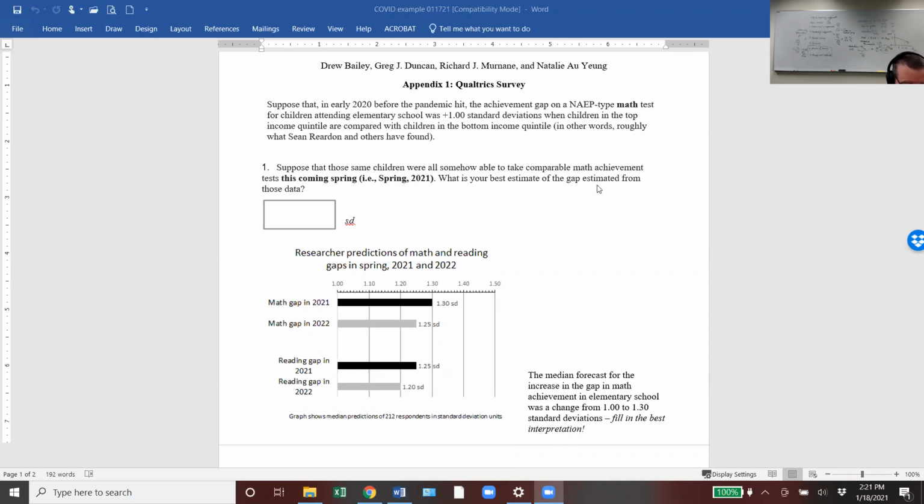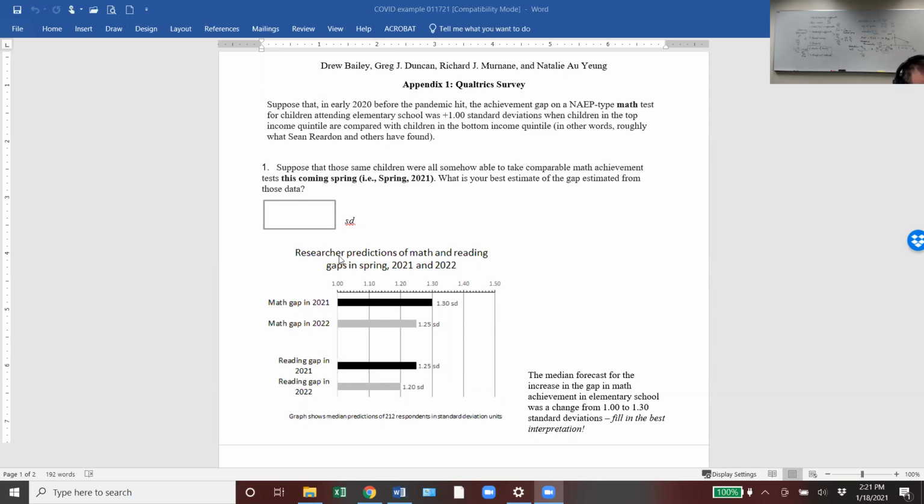What is your best estimate of the gap estimated from those data? And they just filled in an amount. If they didn't think it was going to increase, they'd say 1.0. If they thought it was going to go up double, they'd say 2.0. So we sent it out to about 200 education researchers, and quite a bit of variability. But research shows that when you look at average predictions from groups of experts, that tends to give you information that's really pretty useful.